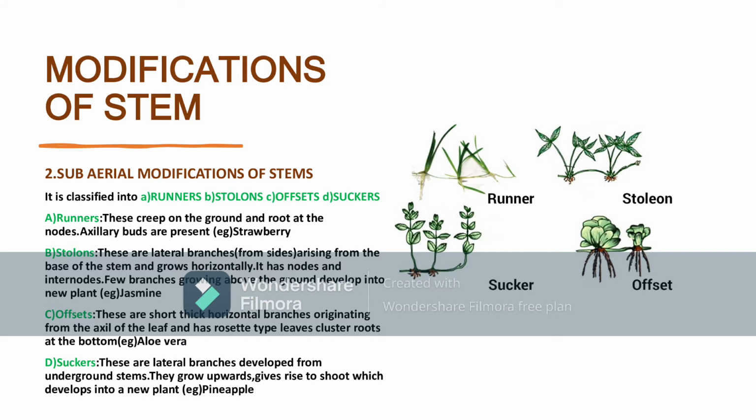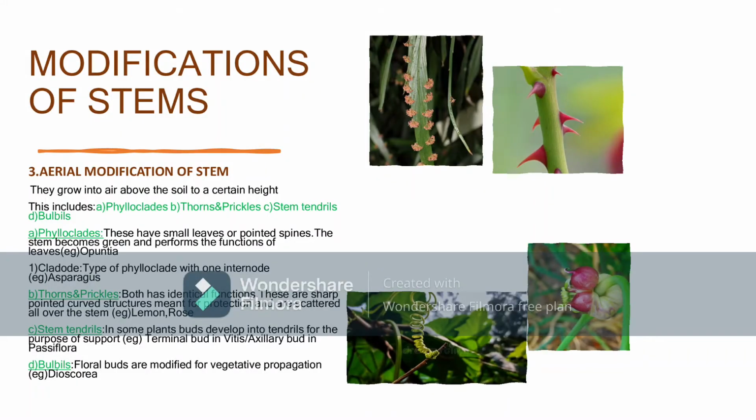Third one is offsets. These are short, thick horizontal branches originating from the axil of the leaf. It has rosette type leaves and a cluster of roots at the bottom. Example aloe vera, valerian. Suckers. These are lateral branches developed from underground stems. They grow upwards and give rise to shoots which develop into new plants. Example pineapple, banana. Last one is aerial modifications of stem.